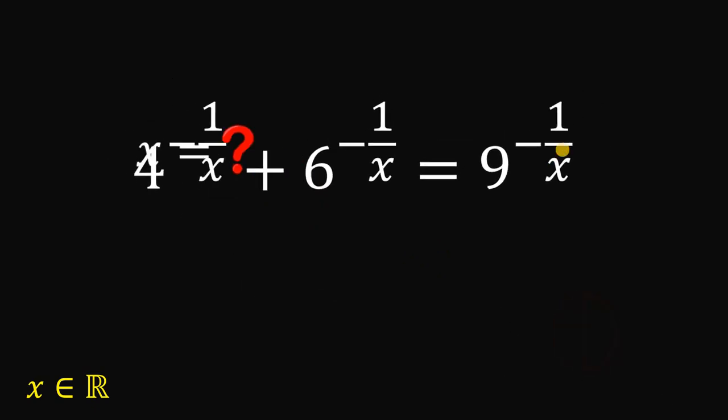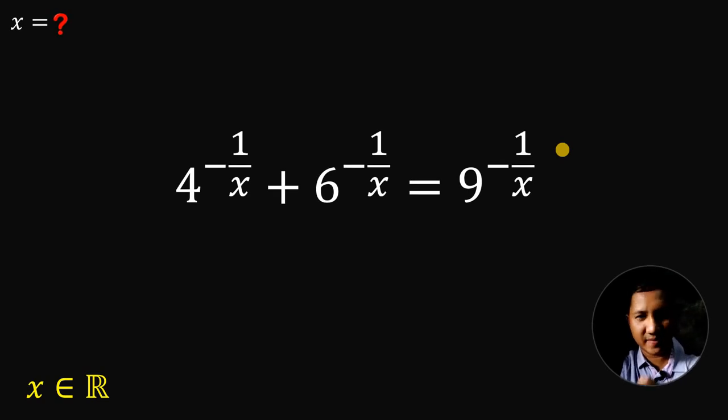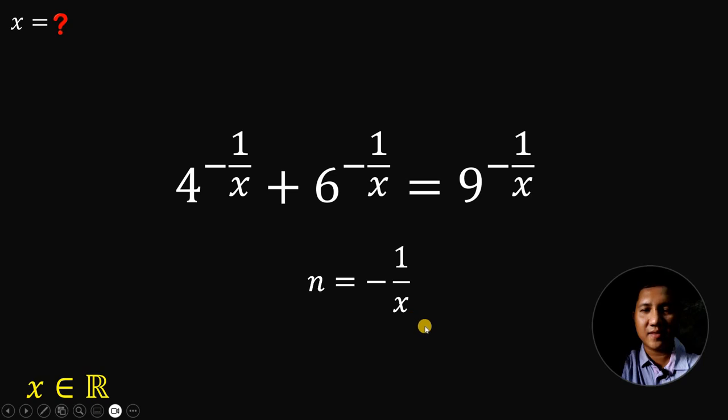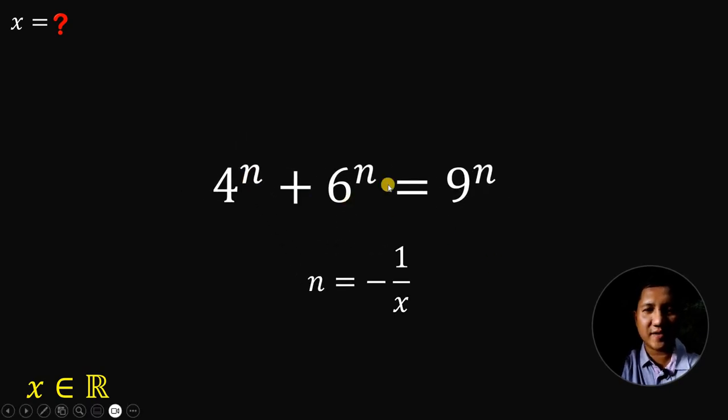And now, let's answer this question together. So our goal here is to solve for the real value of x, given this crazy equation. Now, negative 1 over x on the exponent is very annoying. So first thing to do is to replace this exponent negative 1 over x. So let's take this as n. So let n equal negative 1 over x. Therefore, we can replace all exponents as n. So we have 4 raised to n plus 6 raised to n equals 9 raised to n. The equation now looks simpler than before.